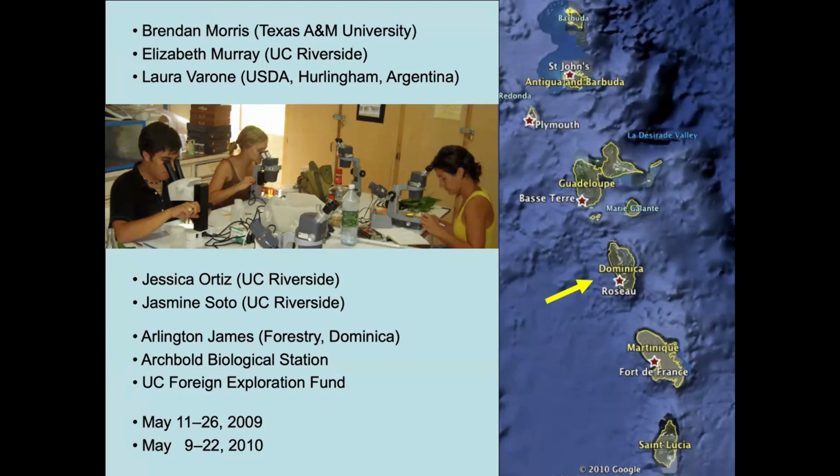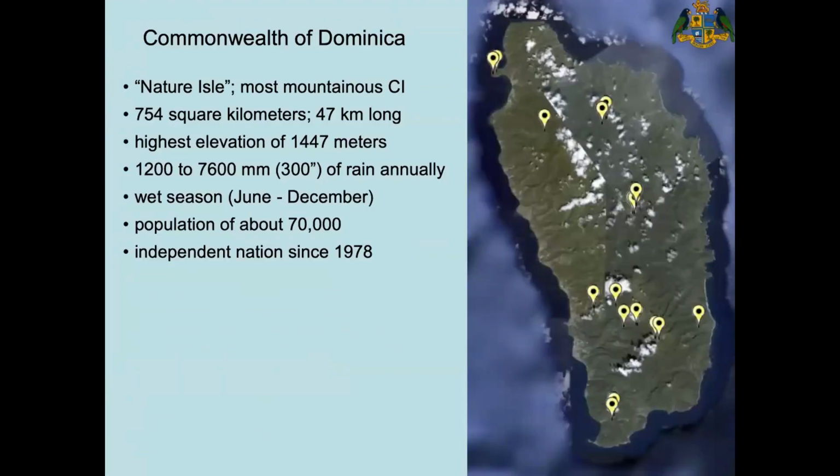For those of you who have never been there, it's called Nature Island. It's one of the most mountainous Caribbean islands, which makes it very similar to some of the Hawaii conditions these things are occurring in. It's got a wet season, it's got a small population, it's been an independent nation.